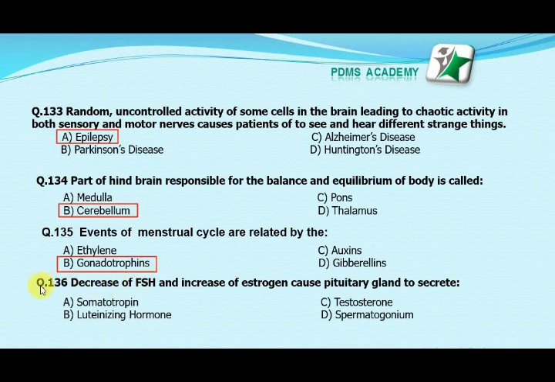Our next MCQ is: decrease of FSH and increase of estrogen cause the pituitary gland to secrete. Option A, somatotrophin. Option B, luteinizing hormone. Option C, testosterone. Option D, spermatogonia. Our correct answer is B, luteinizing hormone.